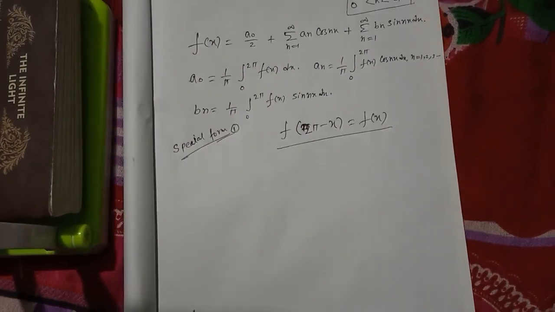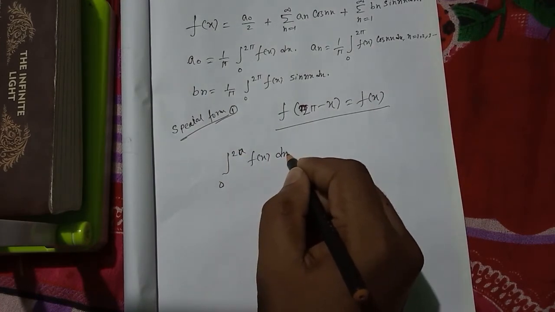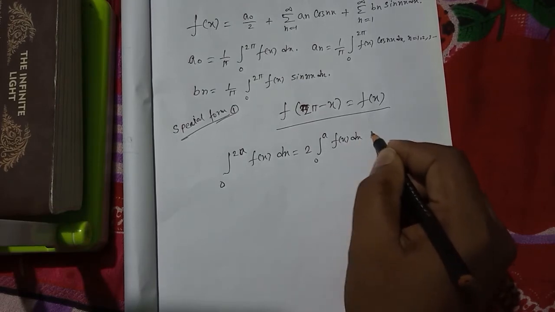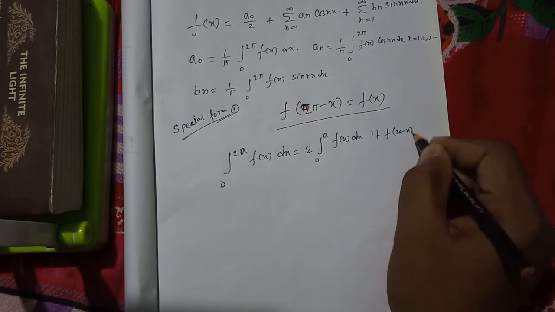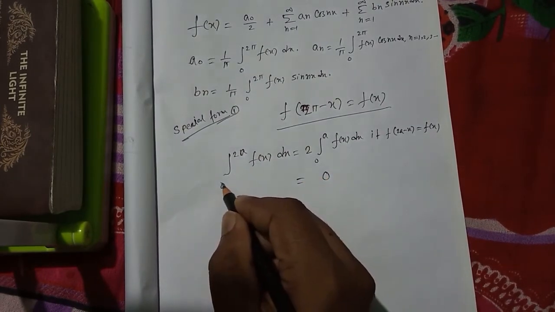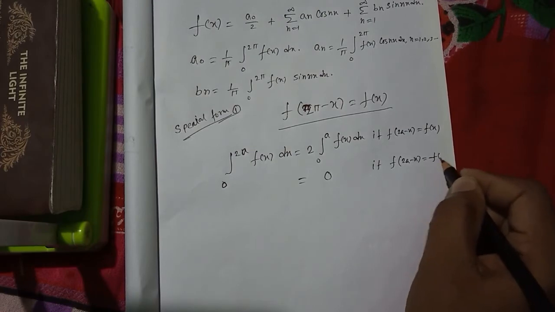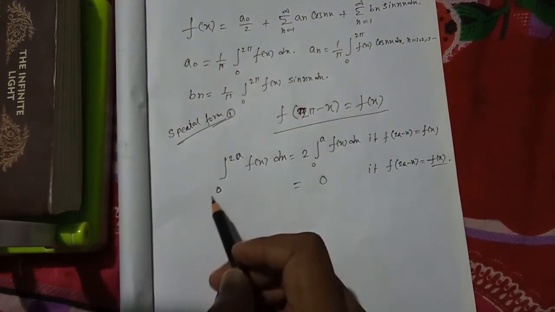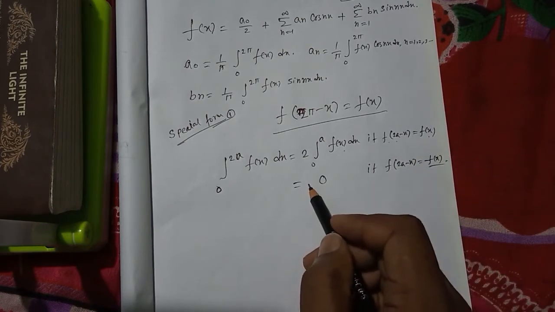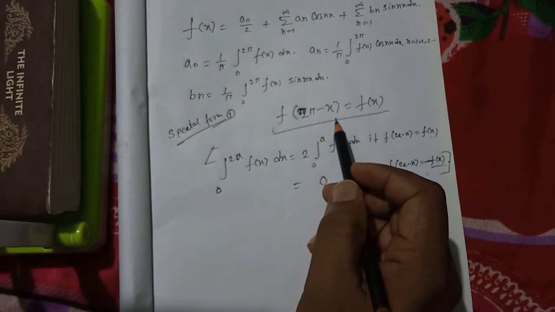What happened? First we know integration 0 to 2a f of x dx is equal to 2 into integration 0 to a f of x dx if f of 2a minus x is equal to f of x, and is equal to 0 if f of 2a minus x is equal to minus of f of x. This we know. We use this with f of 2 pi minus x equal to f of x.